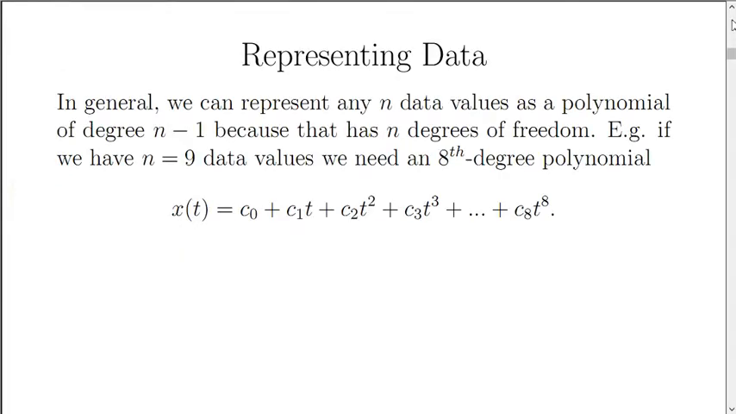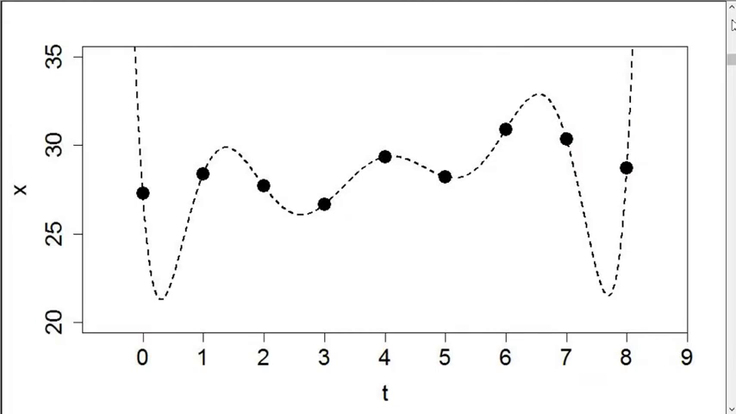Well, when we're representing data in general, we can represent any n data values as a polynomial of degree n minus 1, because that polynomial has n degrees of freedom. For example, if we had 9 data values, we'd need an 8th degree polynomial like this. And I could even take 9 data values, compute the right 8th degree polynomial, and plot it.